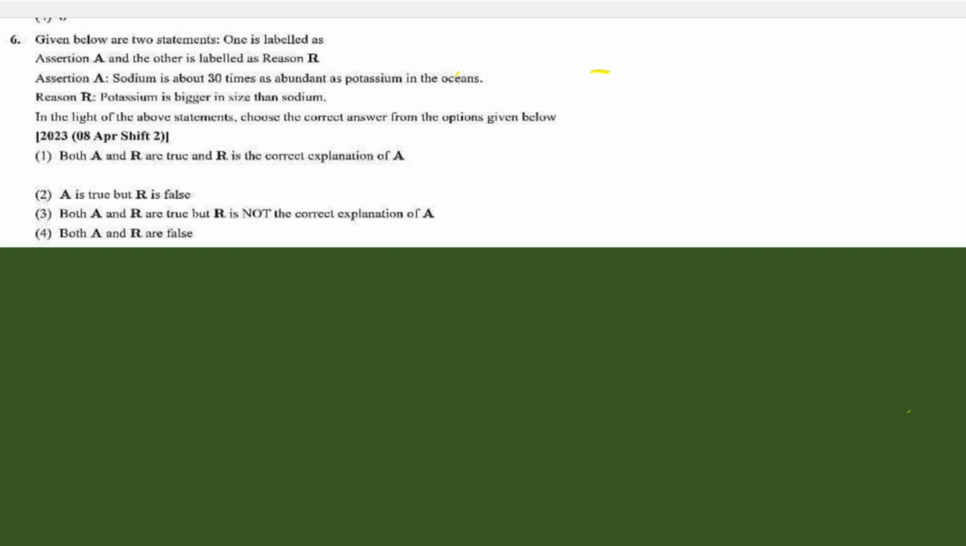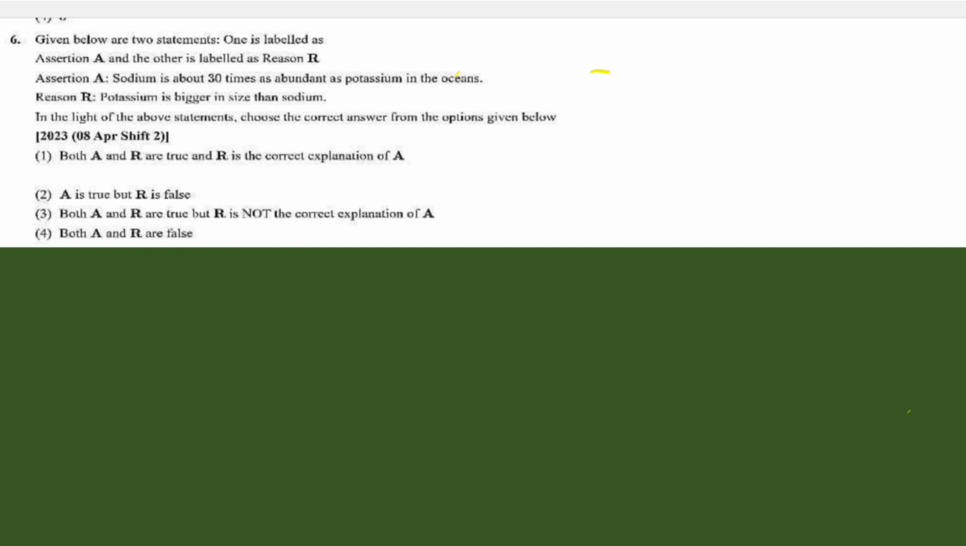Have a look at the question. Given below are two statements, one labeled as Assertion and the other labeled as Reason. Assertion: Sodium is about 30 times as abundant as potassium in the oceans. Reason: Potassium is bigger in size than sodium. In the light of the above statements, choose the correct answer from the options given below.